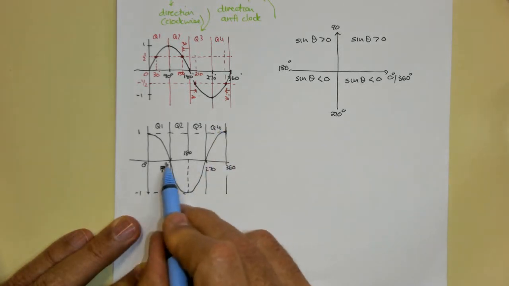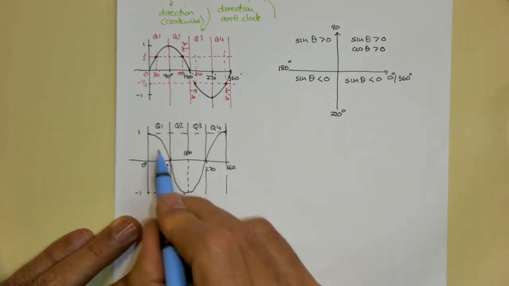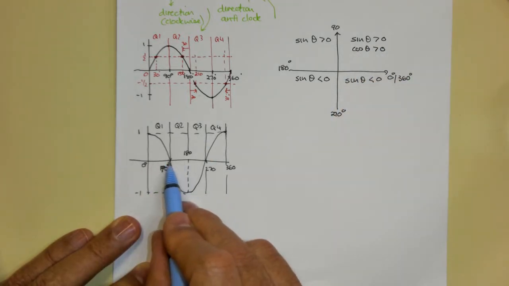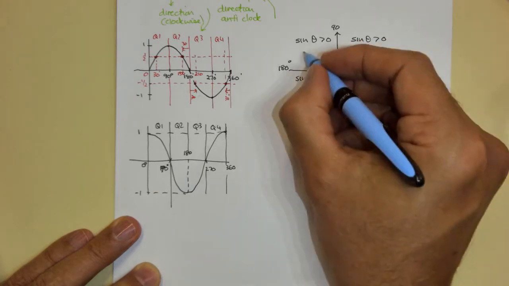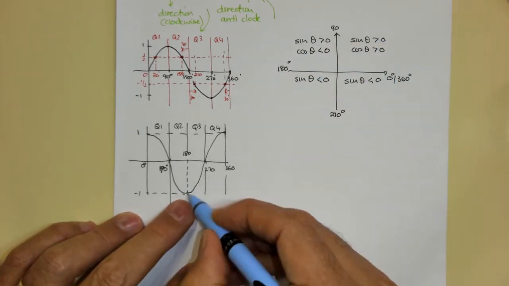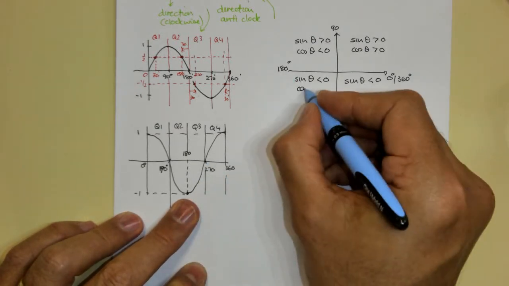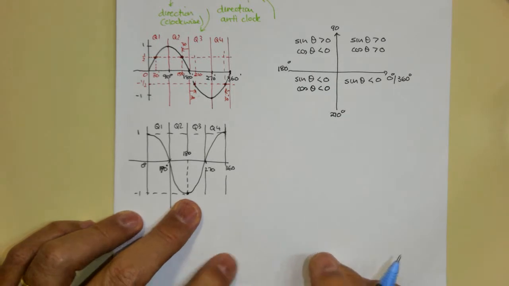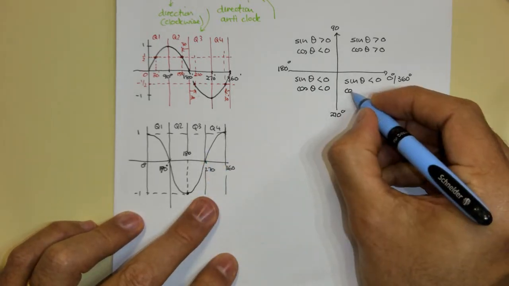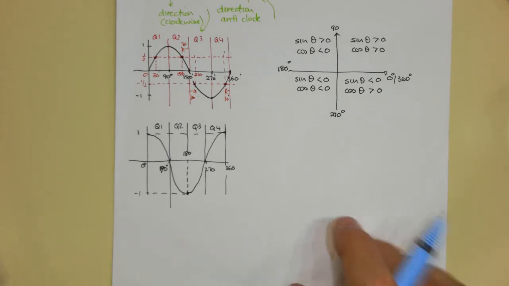Okay, so in quadrant 1, cosine of theta was also positive. But in quadrant 2, which goes from 90 to 180, cosine of theta is all of a sudden negative. And then it remains negative from 180 to 270. So here cos of theta is still negative, and here in the 4th quadrant, the cosine of theta all of a sudden becomes positive.